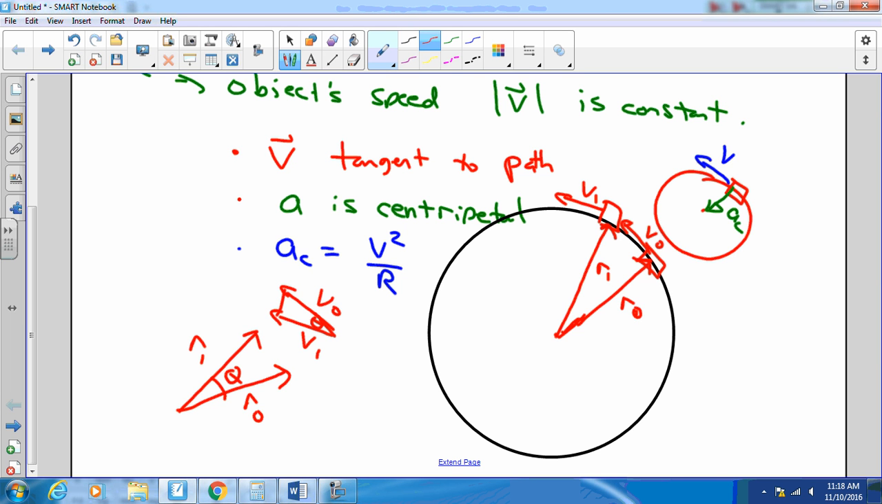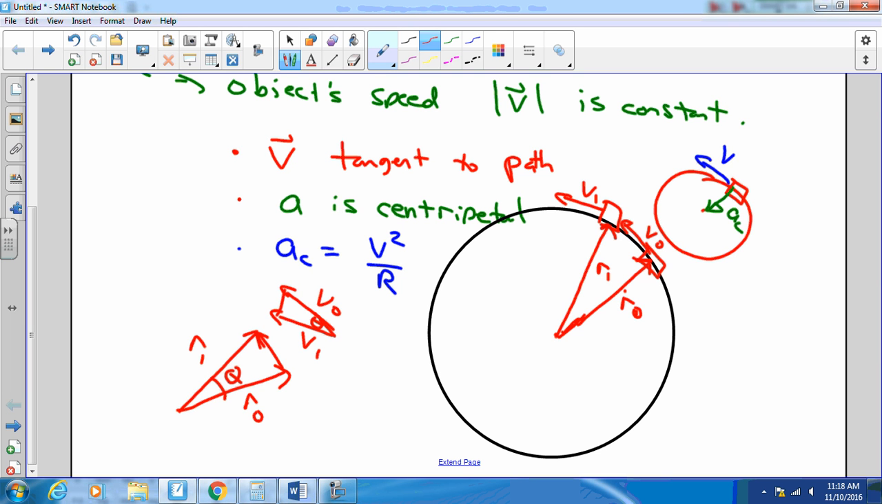And I argued yesterday that these two central angles have to be the same. And they have to be the same because v0 is perpendicular to r0, because tangents to circles are perpendicular to radii.